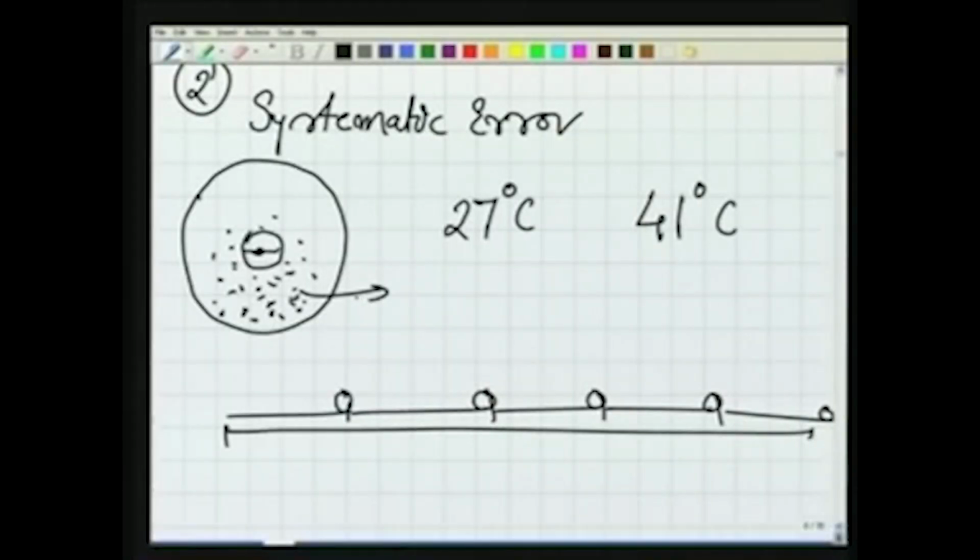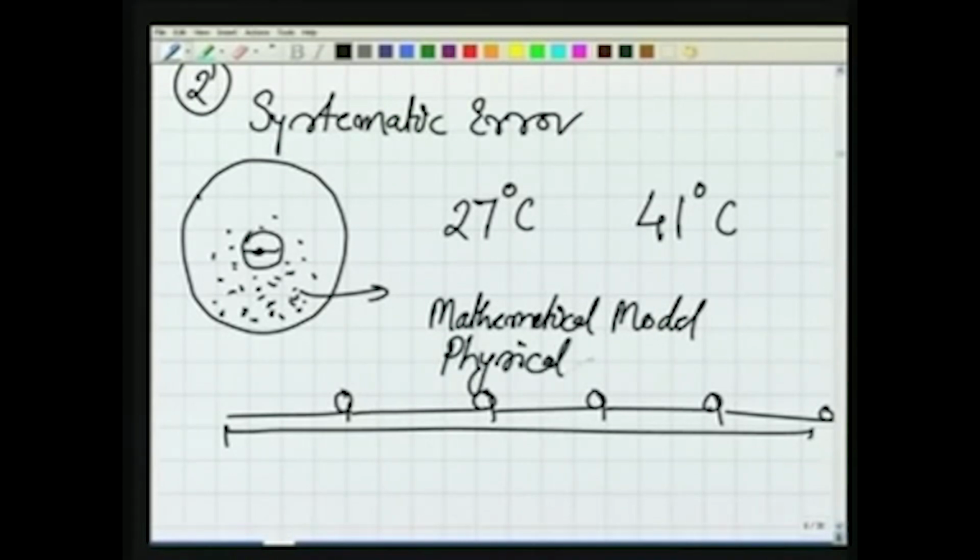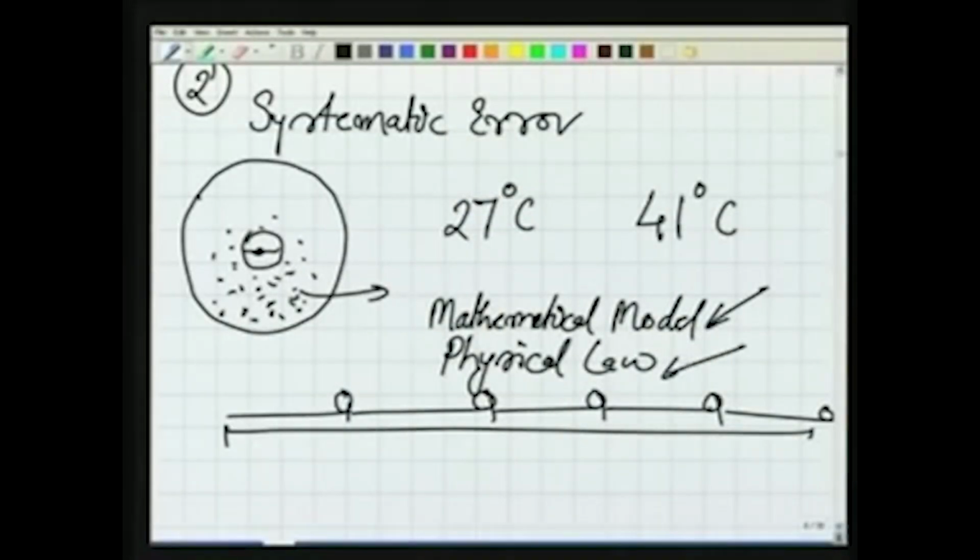So this kind of error, as you saw in the case of gravity and in the case of temperature, for which you can write a mathematical model, or we can say those errors which follow some physical law, as in the case of temperature. There will be many cases where you can write a mathematical model for the error, because it follows some physical law, so you can eliminate that error. So those errors we say are systematic error.